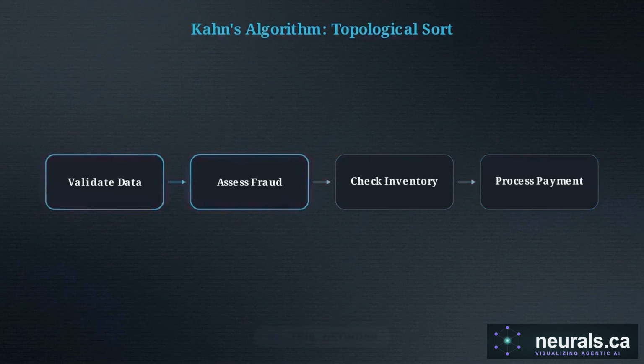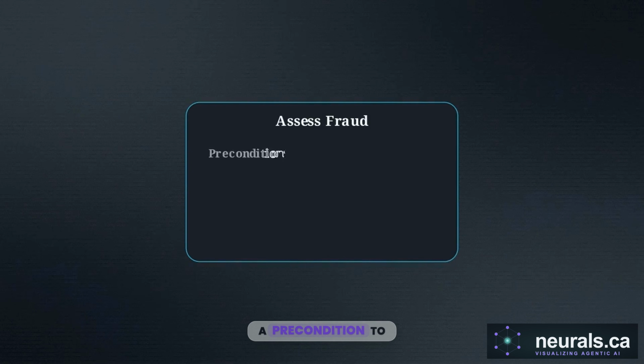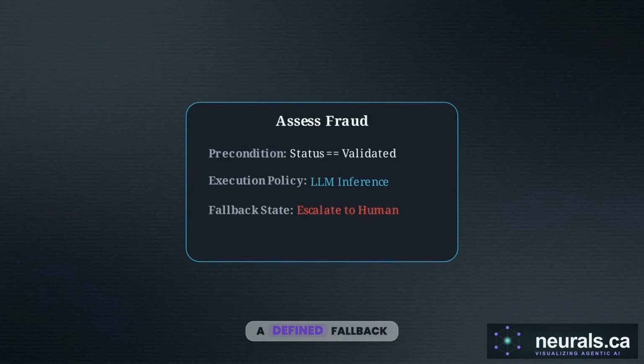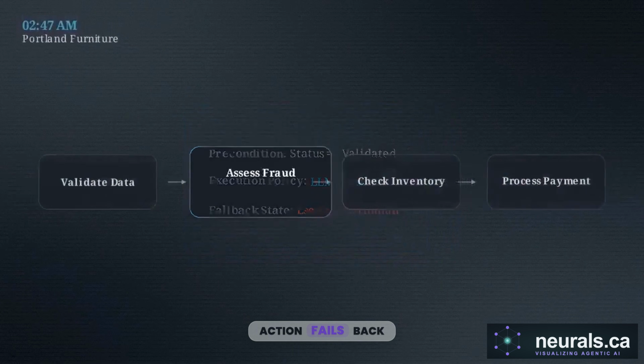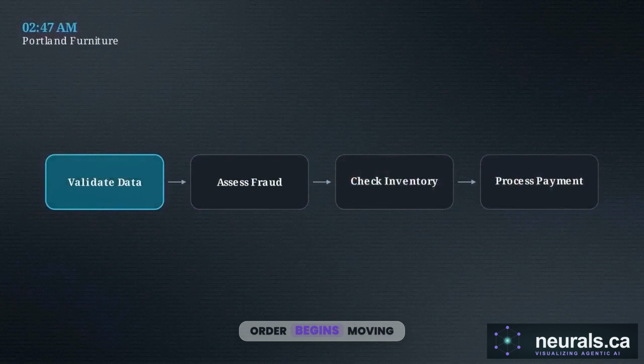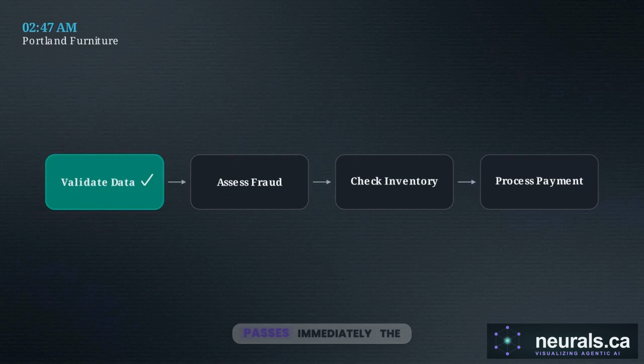Every single node in this network carries a rigid anatomy. It requires a precondition to start, an execution policy, which might be an LLM call or a hard-coded rule, and a defined fallback state if the action fails. Back at 2:47 a.m., the Portland furniture order begins moving through the graph. The first node, basic data validation, passes immediately.